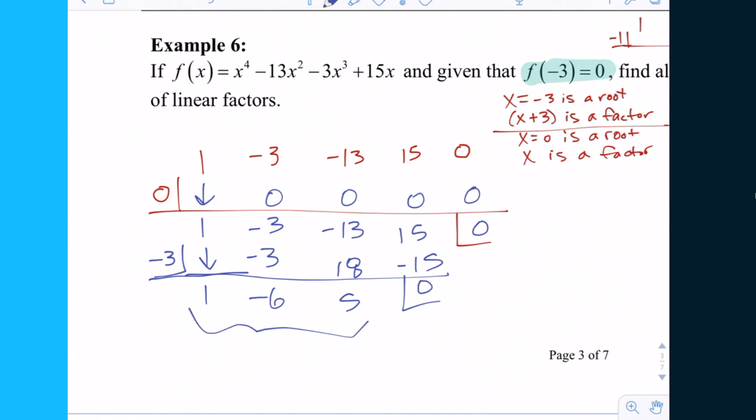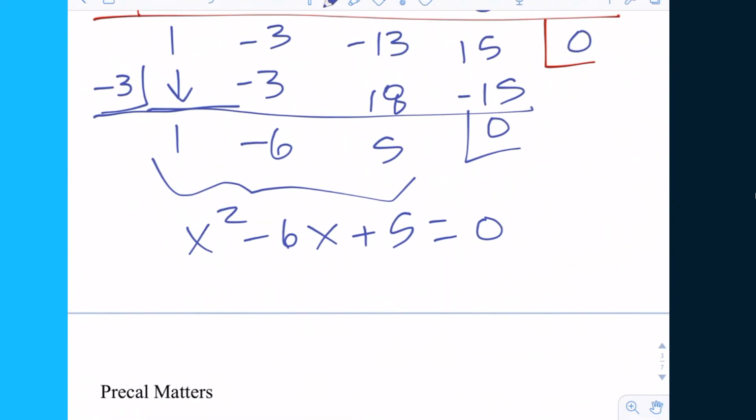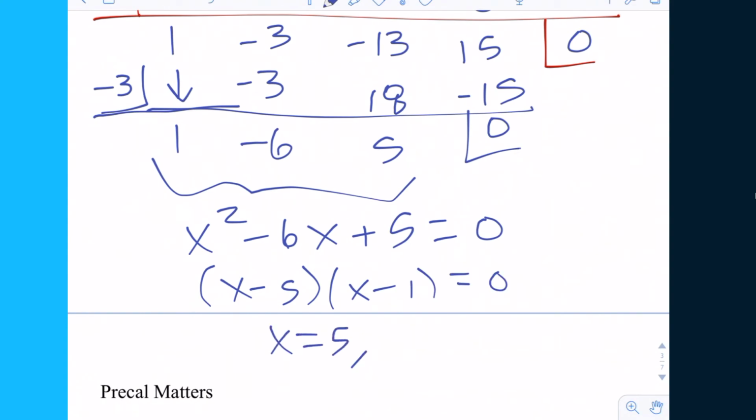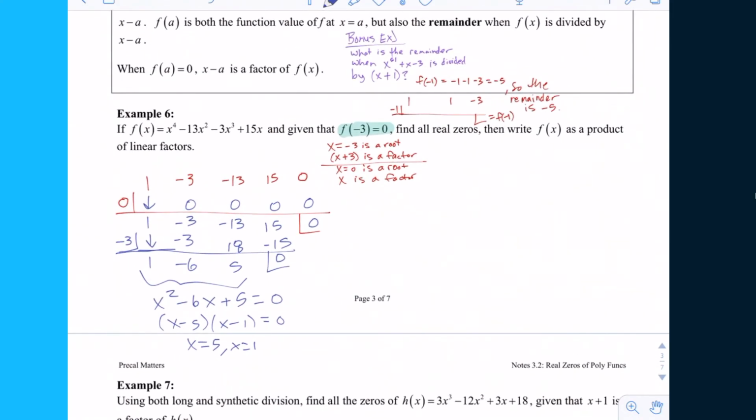This now, depressed polynomial, is degree 2. So that's really 1x squared minus 6x plus 5. And now if I set that equal to 0, hopefully it factors. If not, I got the quadratic formula. x minus 5, x minus 1, yeah? Equals 0. So I know the final 2 roots are 5 and 1. So the 4 roots are, we're running out of time, x equals 0, negative 3, 5, and 1. And the whole thing factors into x times x plus 3 times x minus 5 times x minus 1. And we're done. Okay?